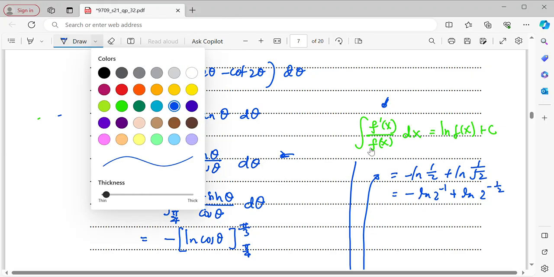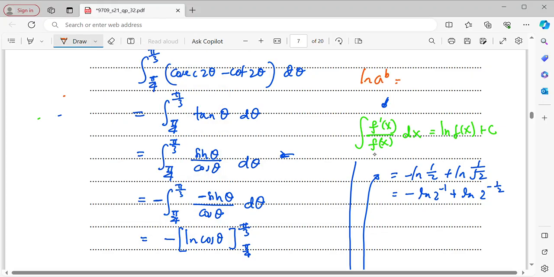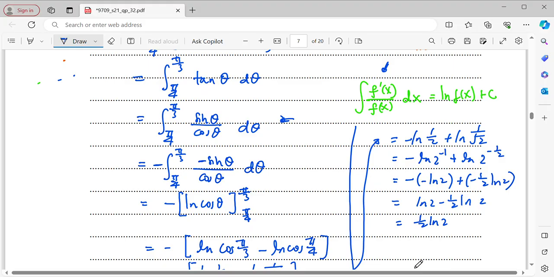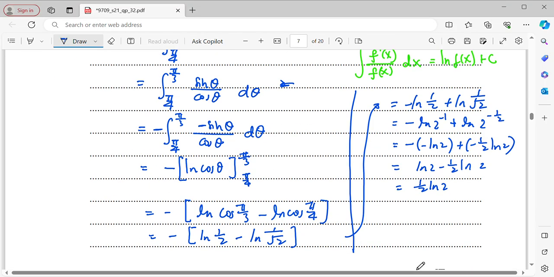Then now we use the formula: ln a power b is b ln a. So now you just need to bring down the b and you'll be getting a simpler form. So then you'll be getting negative ln 2 plus negative half ln 2. So this is ln 2 minus half ln 2. So 1 ln 2 minus half ln 2, at last you'll be getting half ln 2. So that is our solution here. Okay, so this is the solution for question 6b.